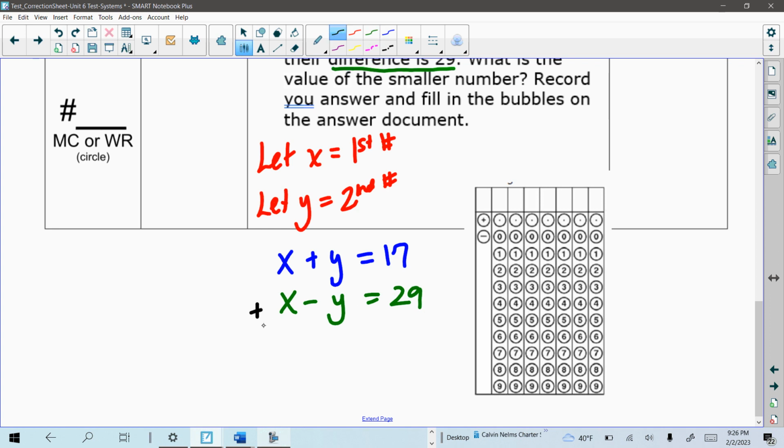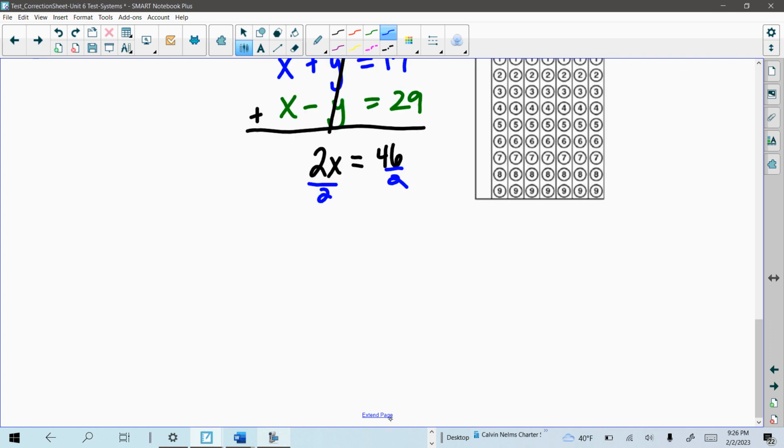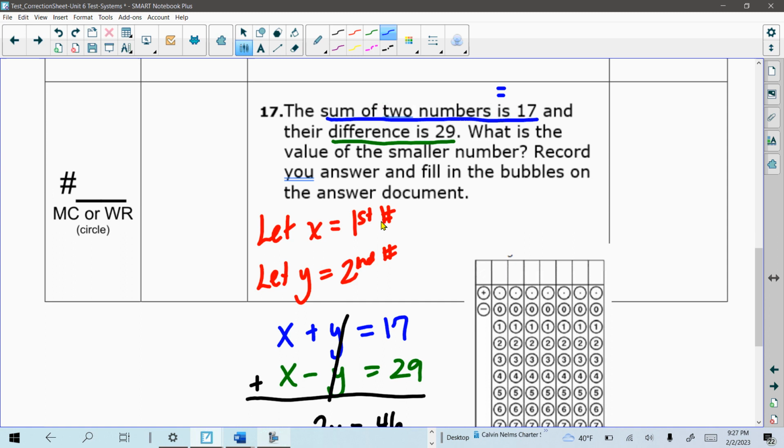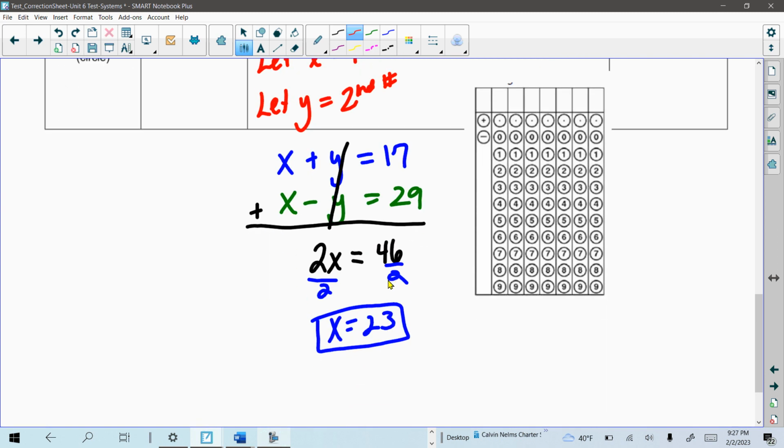Now I can solve using elimination because the y's are opposite and I can cancel those out. Adding up my x's to get 2x equals 46. Now to solve for my x, you have to divide by 2. So here your x is 23. Now, I had a couple of you who didn't answer the question that was asked in the problem. It says right here, what is the value of the smaller number? I only have one number right here. I need the other number. So you had to plug back in.